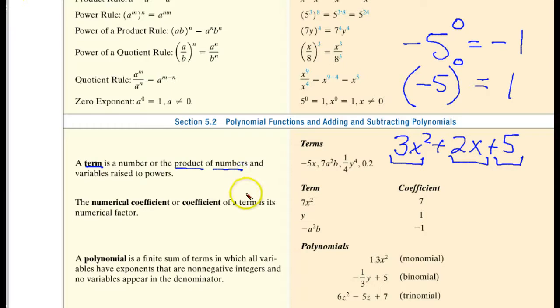Now in a term we have a numerical coefficient, which is the number part that precedes the variable. And here the term is 7x squared, but the coefficient is just the 7. Here our term is y, but in front of every y there is a 1 that we don't write, so its coefficient would be 1. And the same applies here. There's no 1 there, but there is a negative 1. That's the coefficient.